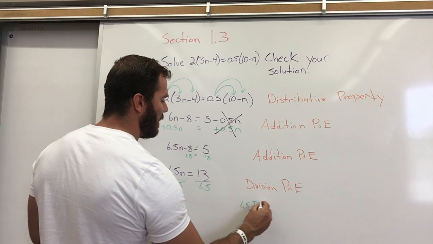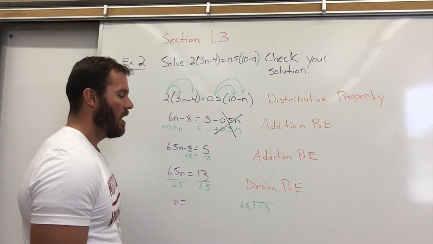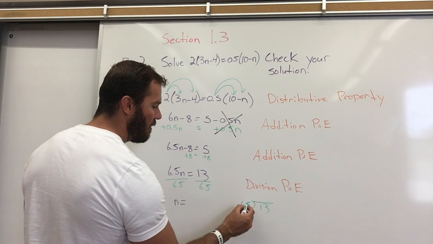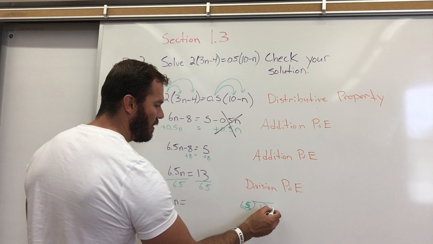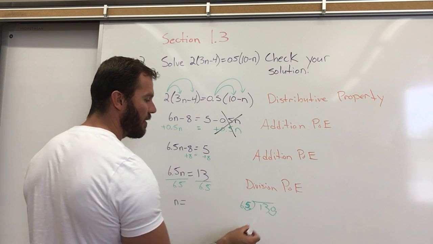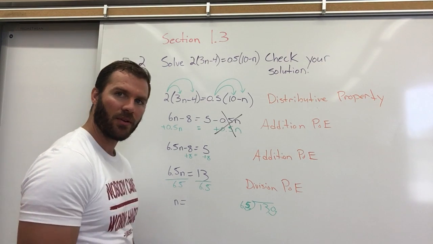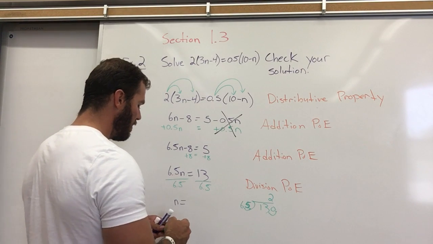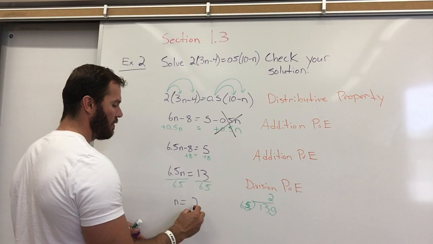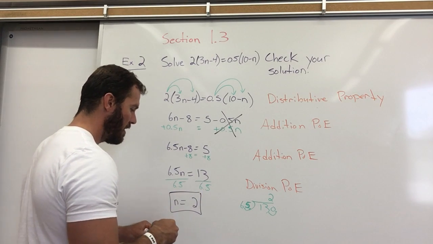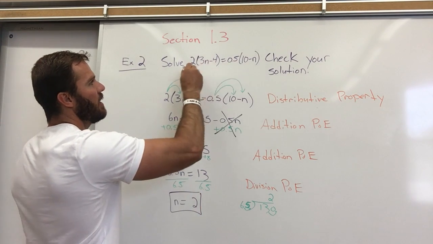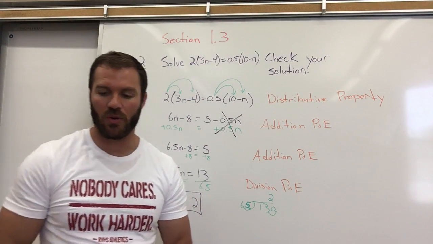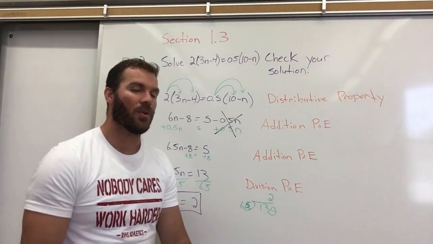6.5 into 13. If you move that decimal over and make this 65, and you move the decimal over and it makes 130, 65 into 130 is 2. 65 times 2 is 130. 2. There's my answer. Then I could plug this in here and solve, and if this is the same as this, my answer would be correct. I won't show you that part, but you could if you wanted to do that.